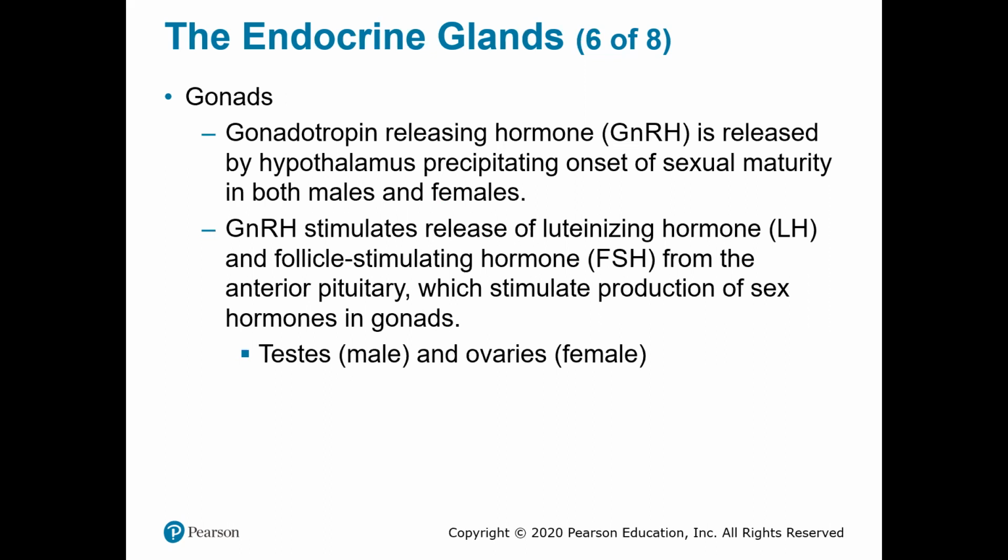Our gonads. Gonadotropin releasing hormone, or GnRH, is released by the hypothalamus, precipitating the onset of sexual maturity in both males and females. GnRH stimulates the release of luteinizing hormone, LH, and the follicle stimulating hormone, or FSH, from the anterior pituitary, which stimulate the production of sex hormones by the gonads. So gonads for the males would be the testes, and for a female, we would be talking about the ovaries.